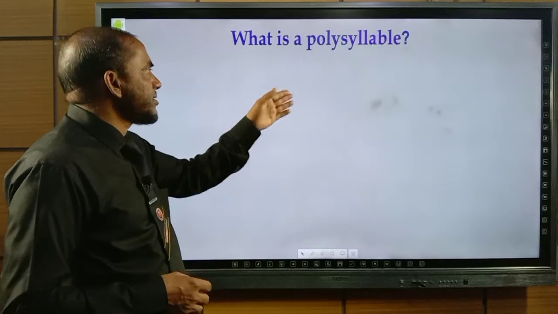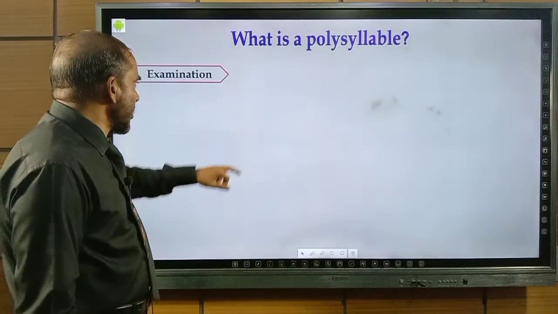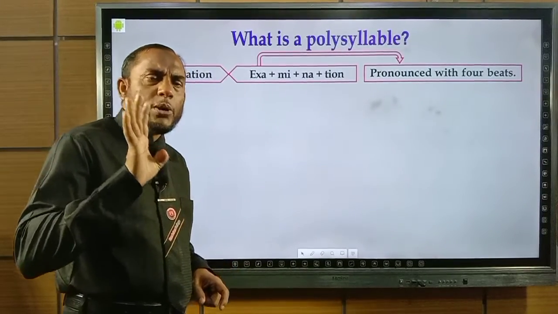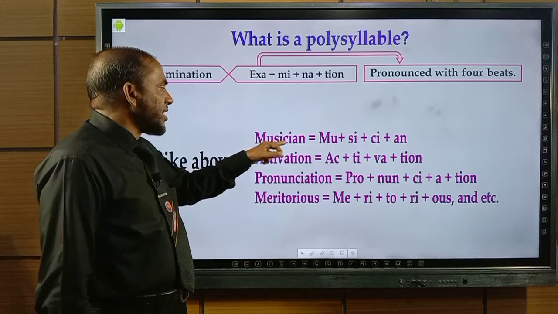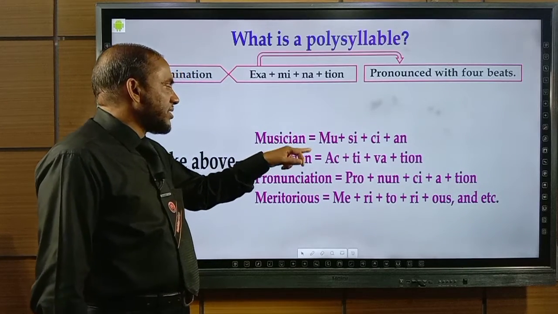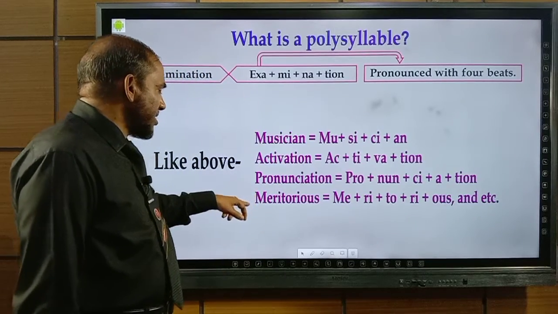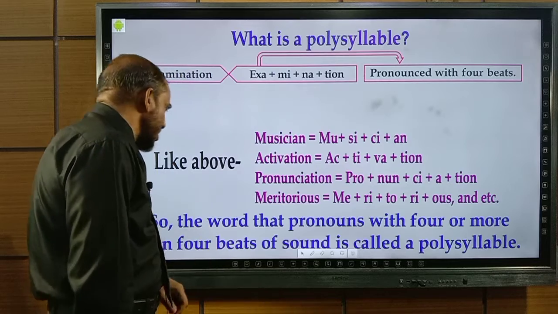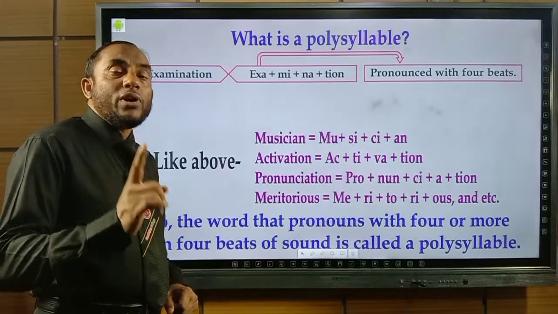Dear students, and now what is a polysyllable? Follow, dear students, very carefully. Here you can see a word, and that is examination. If we analyze it, examination, and this word is pronounced with 4 bits. And now follow, dear students, like above, there are some words here. Musician, activation, pronunciation, pro plus non plus c plus a plus shun, and last of all, meritorious, and etc. Now the definition. So the word that is pronounced with 4 or more than 4 bits of sound is called a polysyllable.